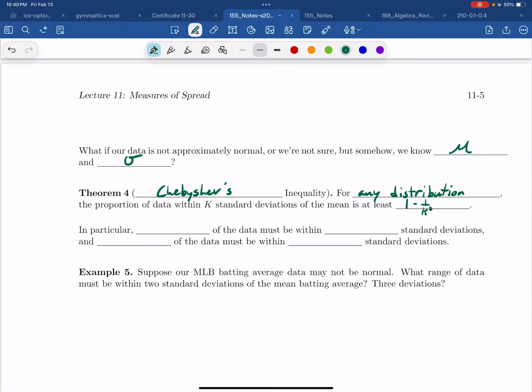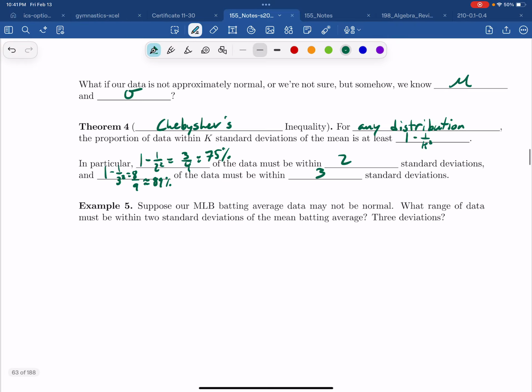So, for example, 1 minus 1 over 2 squared, that's a 2 squared, which equals 3/4 of the data, or, of course, 75% of the data must be within 2 standard deviations of the mean. And 1 minus 1 over 3 squared, which is 8/9, which is roughly 89% of the data must be within 3 standard deviations. Okay?